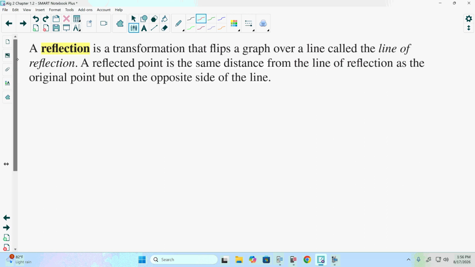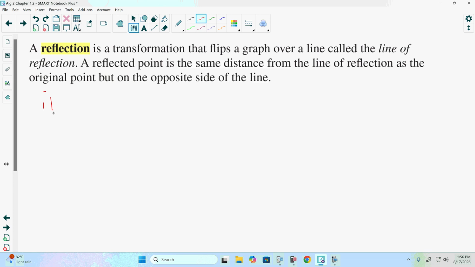A reflection is a transformation that flips a graph over a line called a line of reflection. All the points are the same, but they're equidistant to whatever that line is. For the most part, we only have two lines that we're really looking at. One of them is the x-axis. The other is the y-axis.